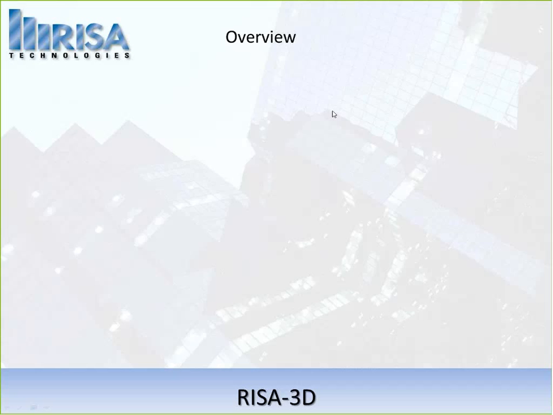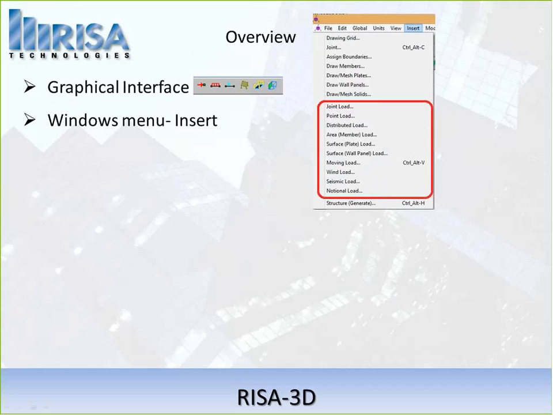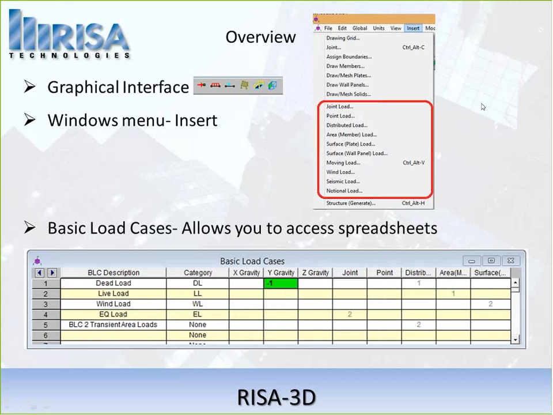So that's kind of an overview of the loading and how you apply loads. There are a couple different ways to apply loads, and the first way we'll talk about is the graphical interface, where you can just click on the graphical interface and define the loads right in the RISA-3D graphics. You can also get to this by using Insert in your Windows menu. You have Insert, joint loads, point loads, distributed loads. So basically all the ones we just talked about can be covered by using your Windows tool, Insert.